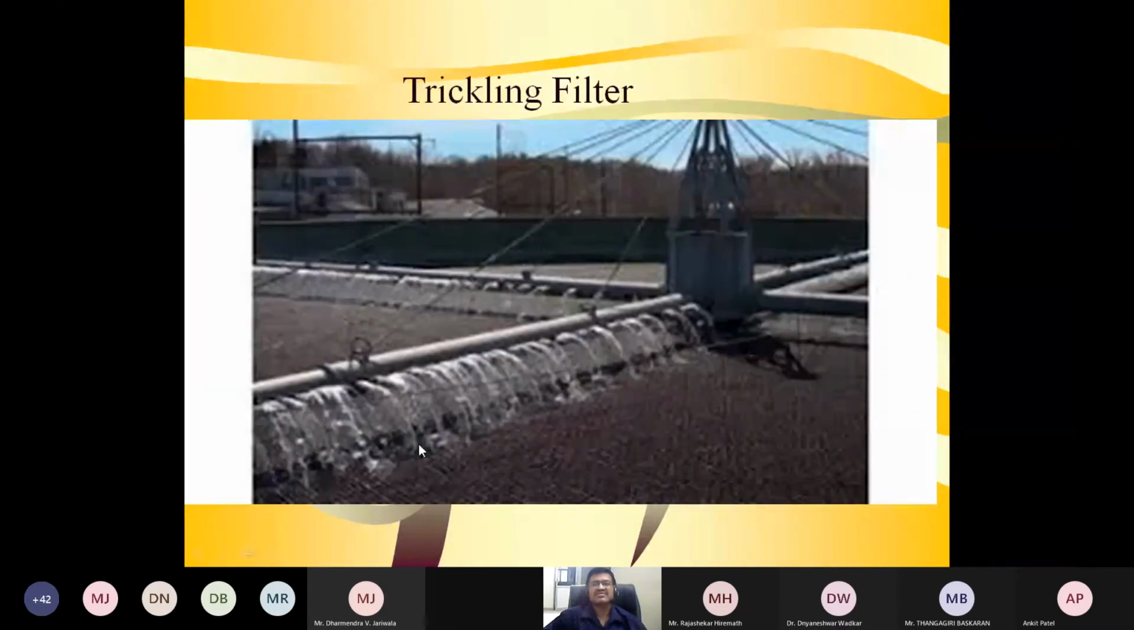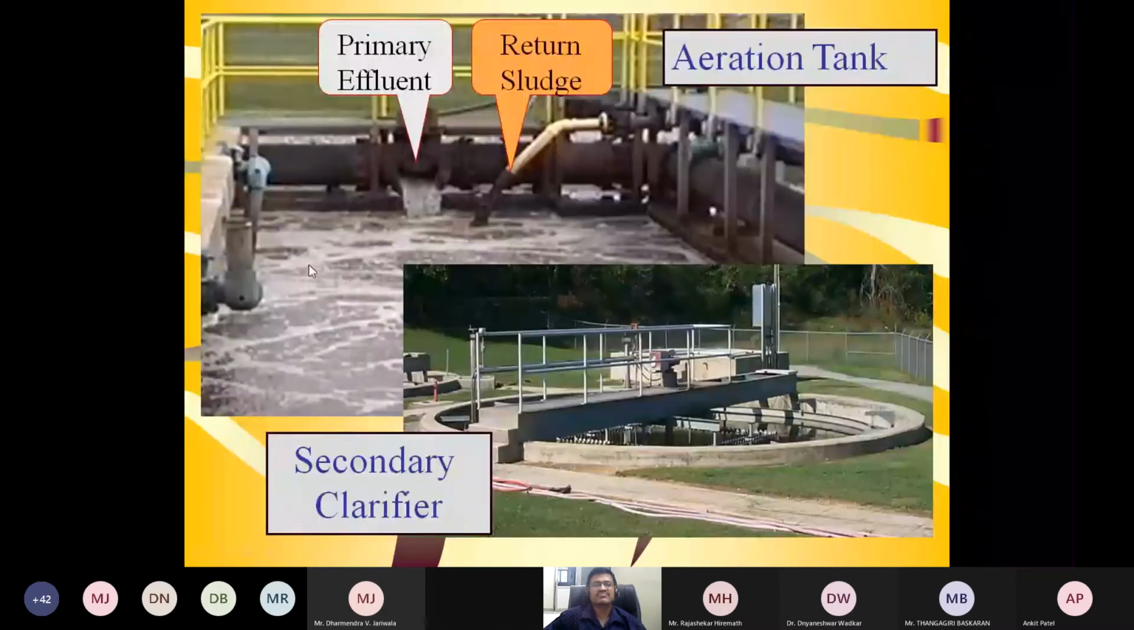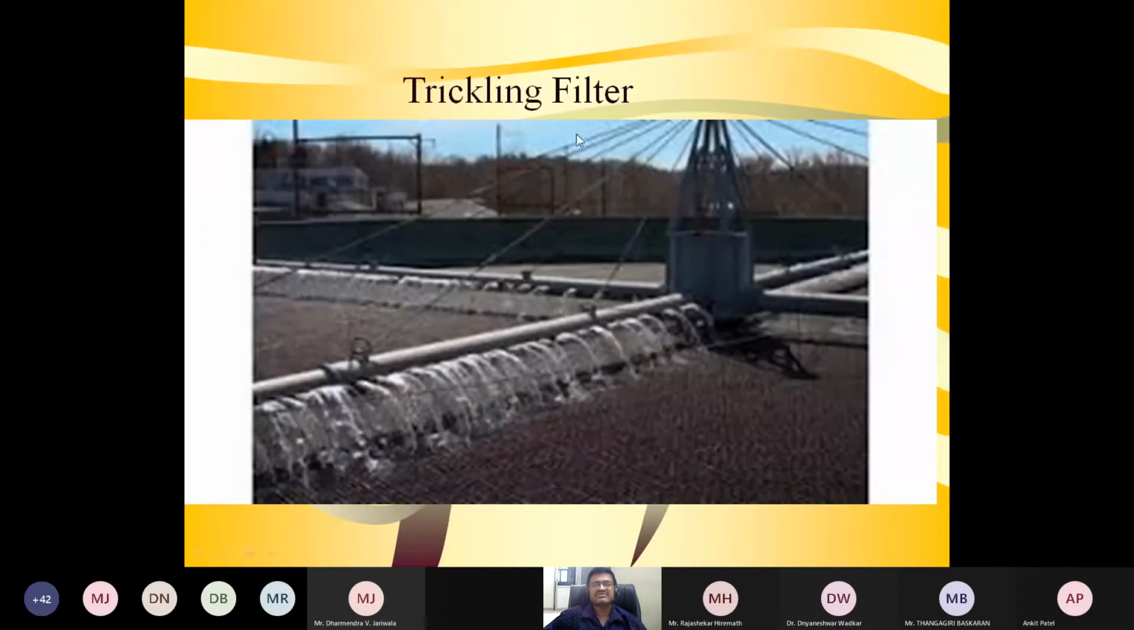Another thing is the attached growth process. Up to this, these are all suspended growth processes, meaning bacteria are suspended in the reactor. You can see here in the photograph, this brown color is the bacterial color, called activated sludge. So bacteria are suspended in your wastewater, and they are cleaning your wastewater.